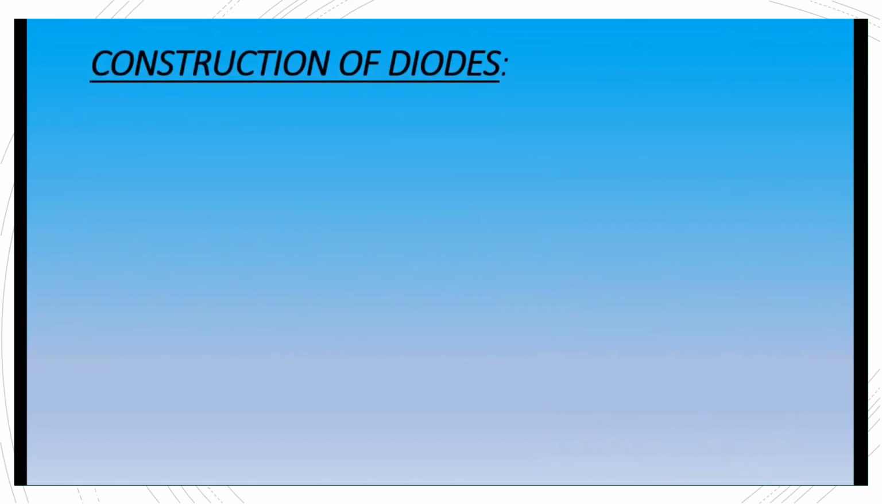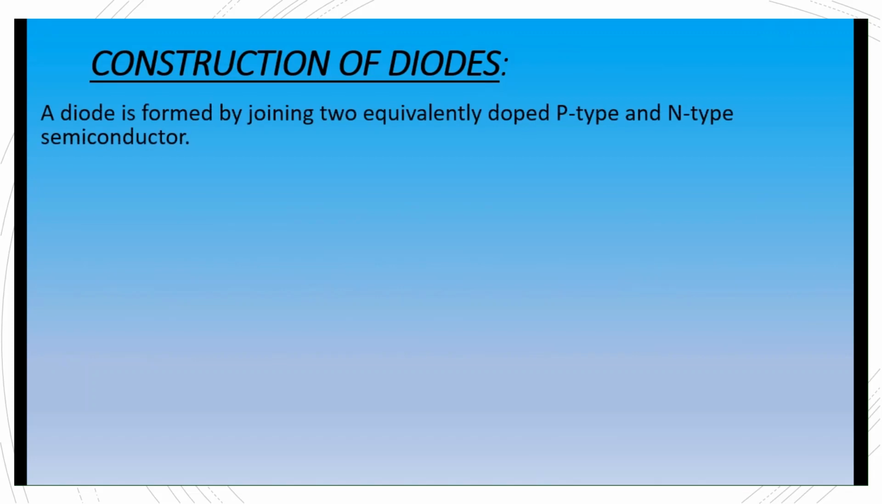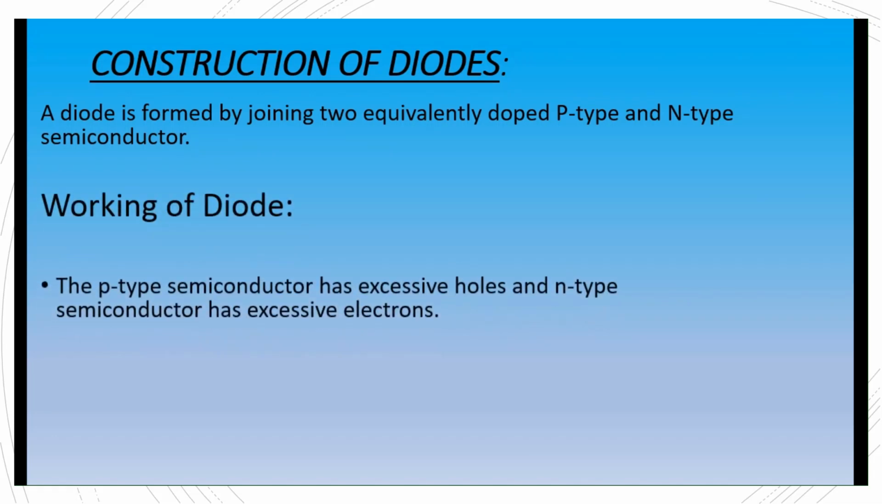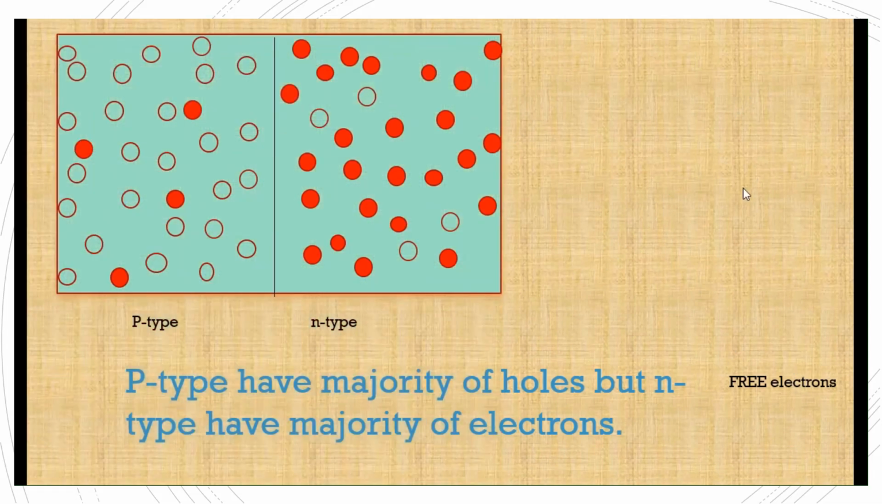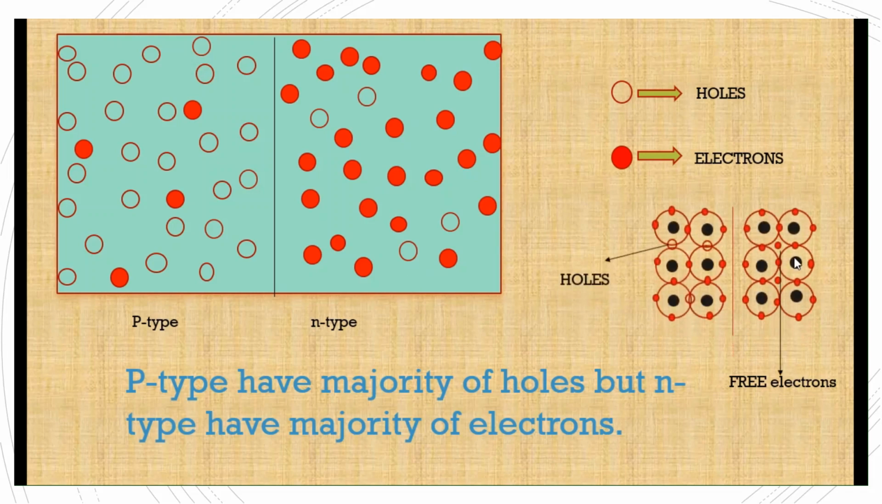Now how can we construct the diode? We can construct the diode by joining two equivalently doped p-type and n-type semiconductors. How is the diode going to work? The p-type semiconductor has excess holes and the n-type semiconductor has excess electrons. As we can see here, this is n-type and this is p-type. Now this is the zoomed version of this.